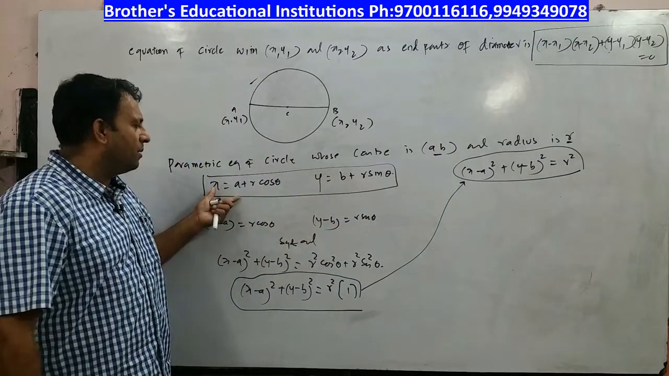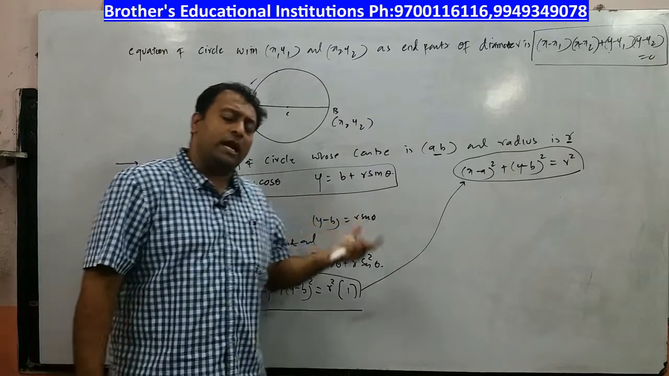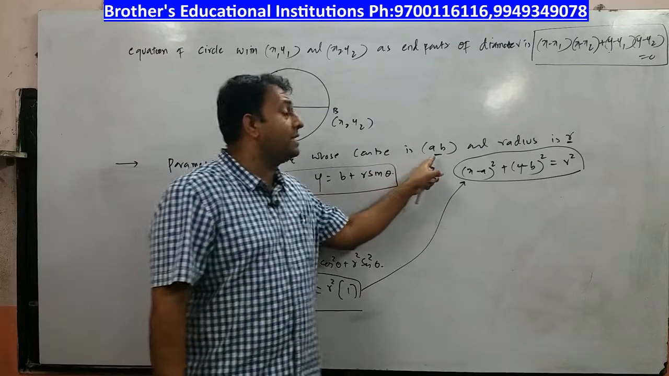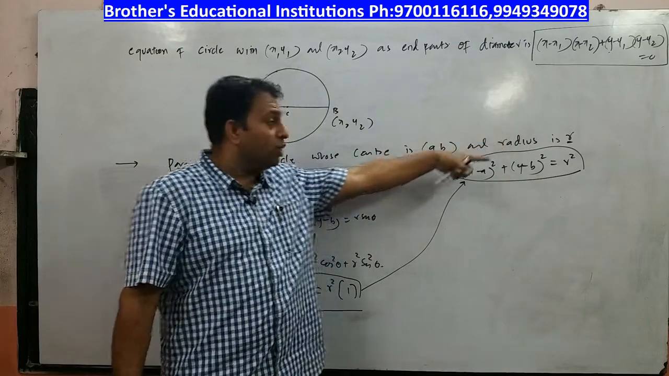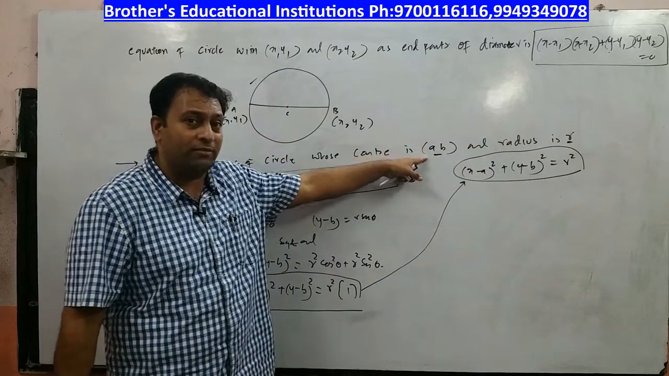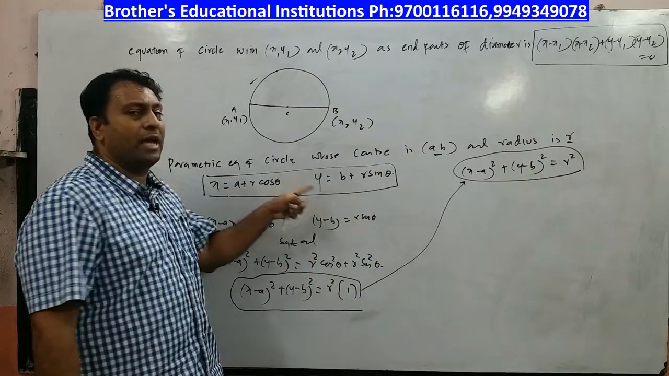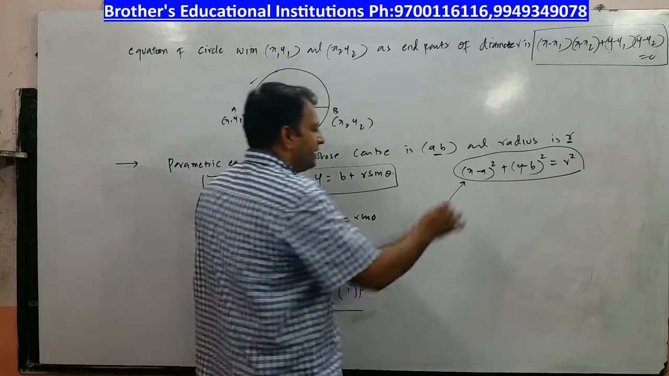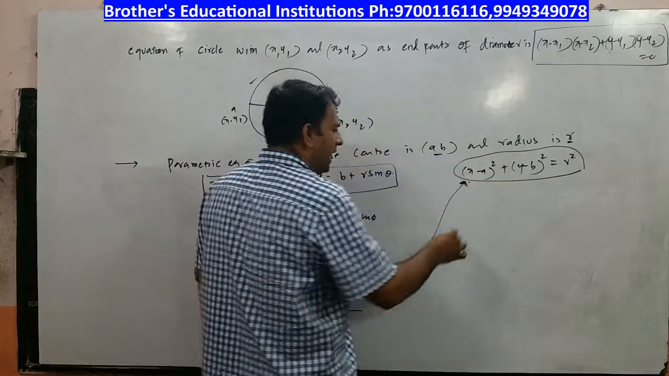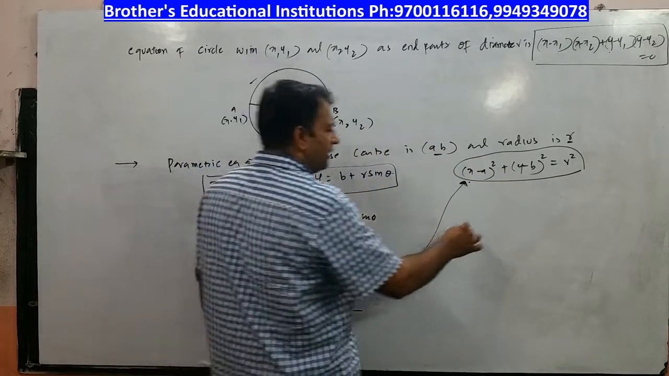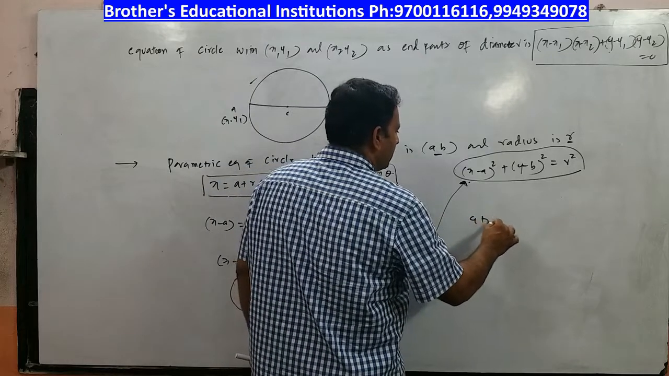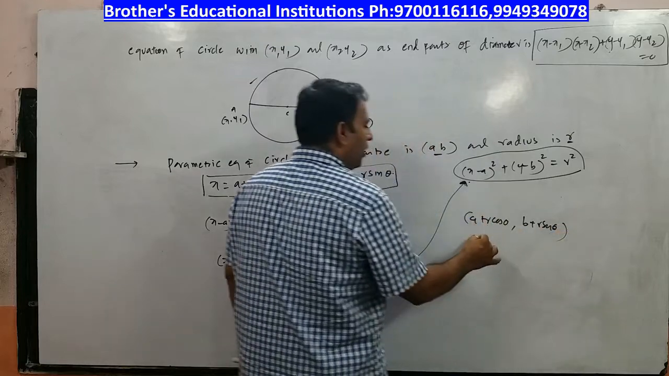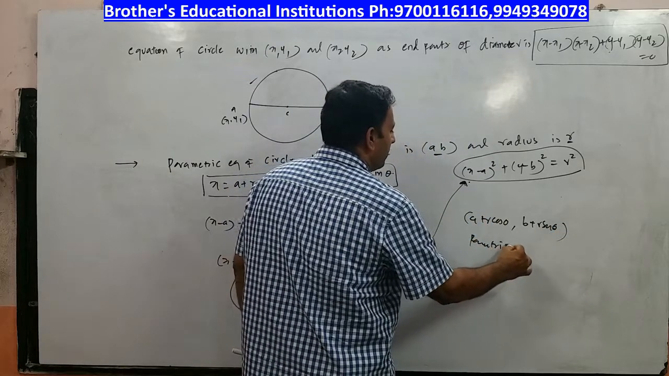Alright, so please remember x = a + r cos theta and y = b + r sin theta is called the parametric equation of the circle only when the center is (a, b) and radius is r. Tomorrow if the center is (−g, −f), then I will write x = −g + r cos theta and y = −f + r sin theta. Please remember that. Next, if this is the parametric equation of the circle, then (a + r cos theta, b + r sin theta) is called the parametric point.